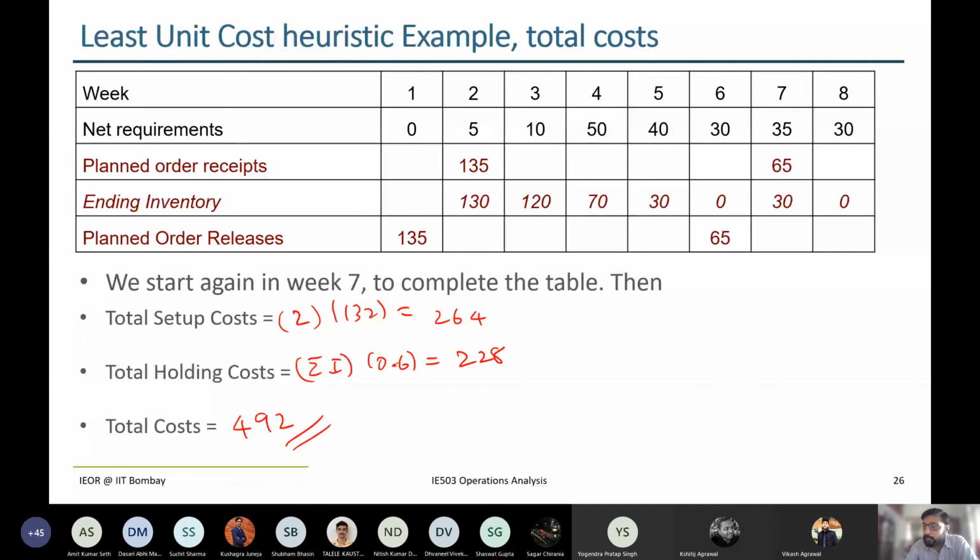Any questions on this? Least unit cost heuristic? There is still one more heuristic for us to go. I hope the numericals are correct. If not, I can quickly verify it, but it should not be off by too much.